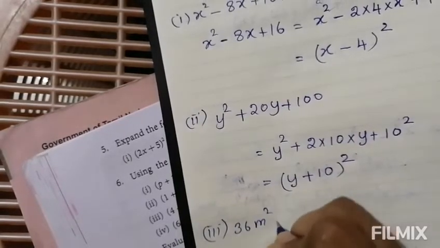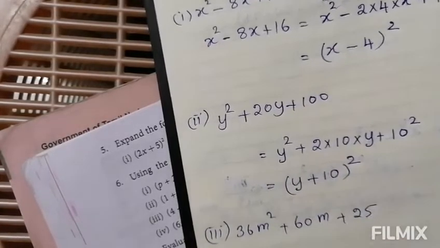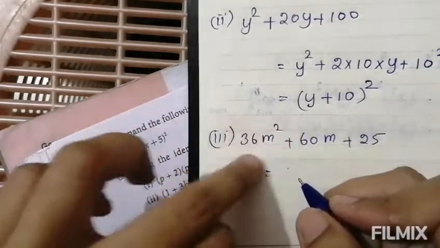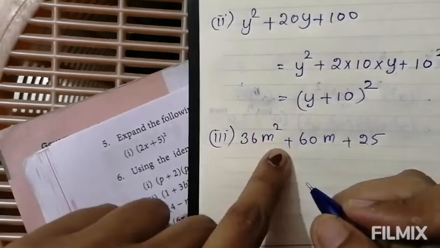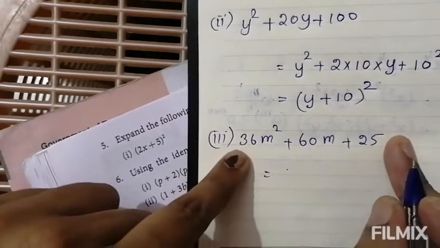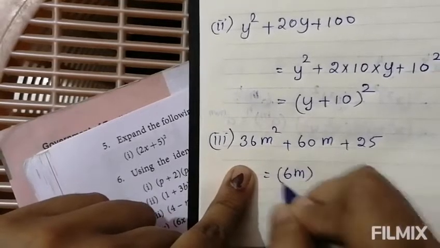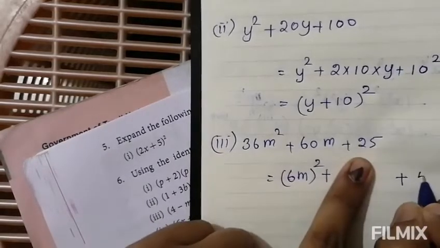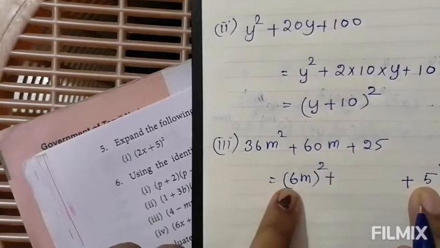36m square plus 60m plus 25. So which is equal to 36, we can, the first term should be a square term because the formula is a square plus 2ab plus b square. The first term and the last term should be square numbers. So 36 we can write as (6m) the whole square, plus the last term also 25, that is 5 square. So a is 6m and b is 5.